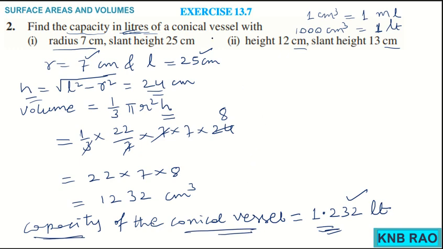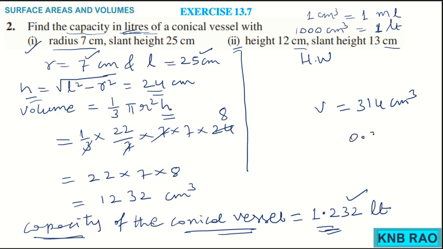So, children, here I solved sub question 1. I am giving you sub question 2 as homework. Similarly do it, the calculations will be simple, and you are supposed to get 314 centimeter cube as the volume. Further, its capacity as 0.314 liter. These are the answers I gave you, but you need to calculate by doing it yourself.